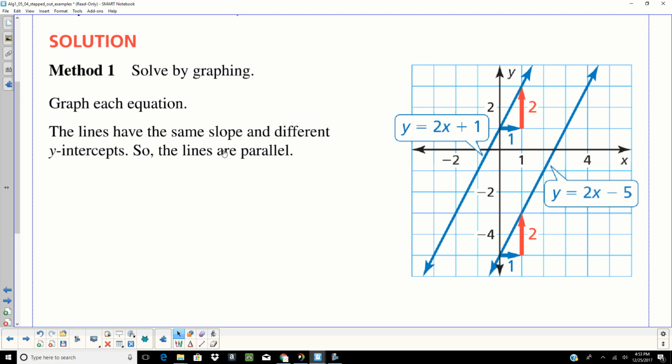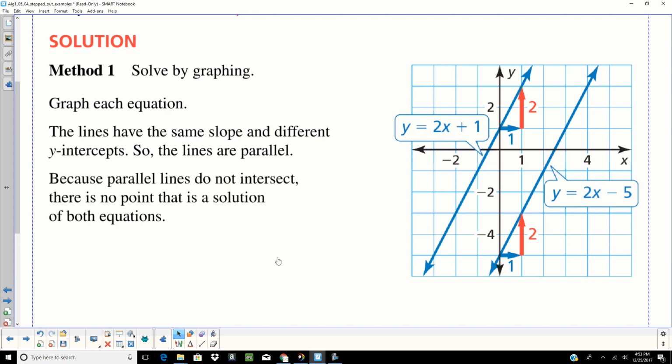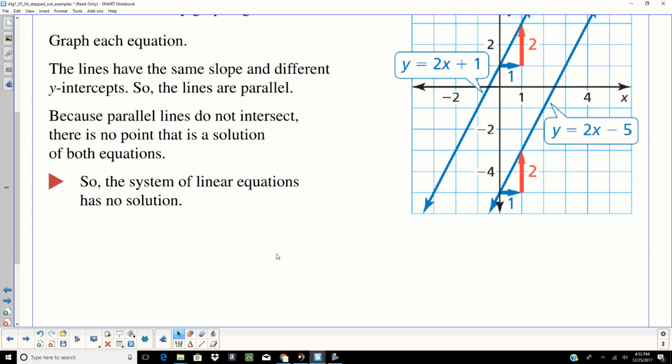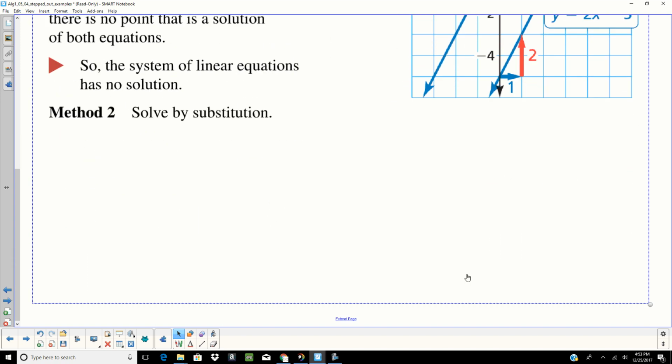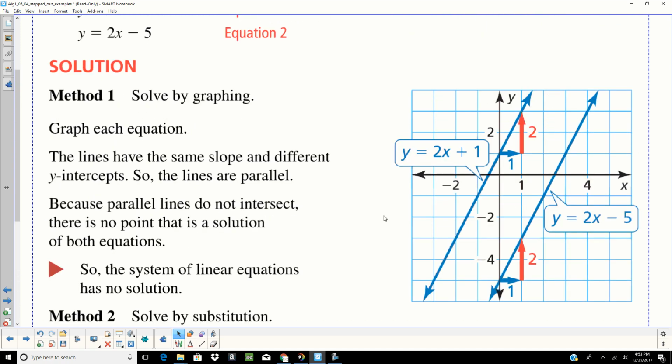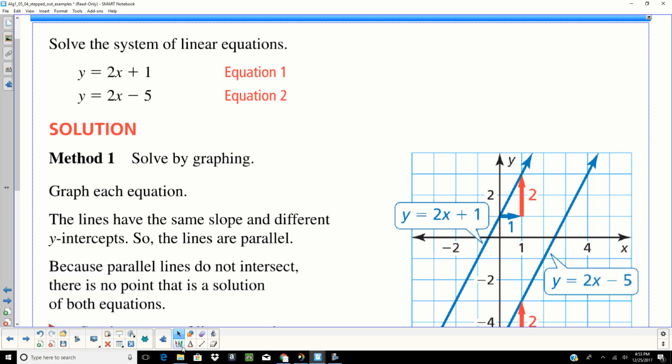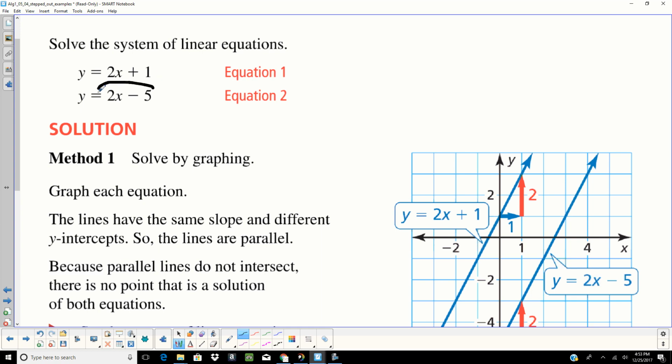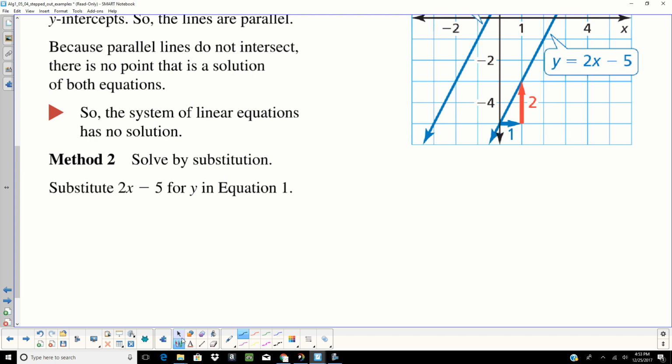So, because they have the same slope and different y-intercepts, the lines are parallel. And you should remember that from the last chapter, same slopes, parallel. Because they don't intersect, no solution. Let's go ahead and do this by substitution. I'm going to substitute, really kind of just set them equal to each other. Put 2x minus 5 in for that y, so you're really getting them equal to each other.